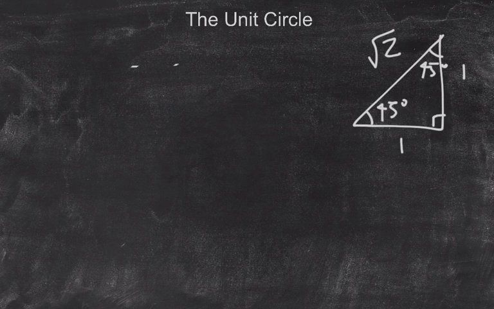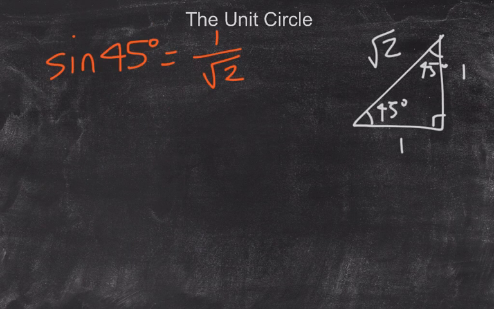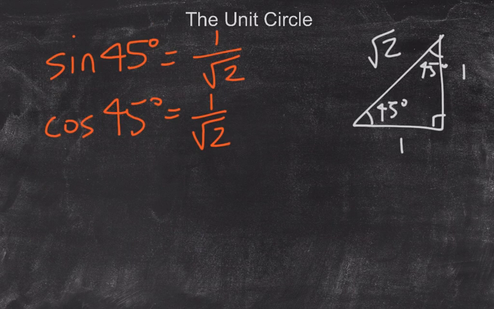So again, I can find the sine and cosine of 45 degrees. When we switch acute angles in this case, it stays the same because we're still using 45 degrees. So the sine of 45 degrees is opposite over hypotenuse, 1 over the square root of 2, and the cosine of 45 degrees is the same thing, 1 over the square root of 2.